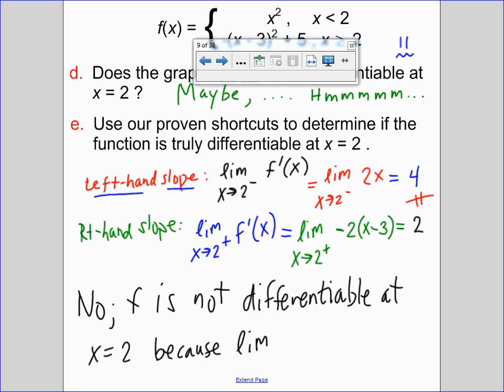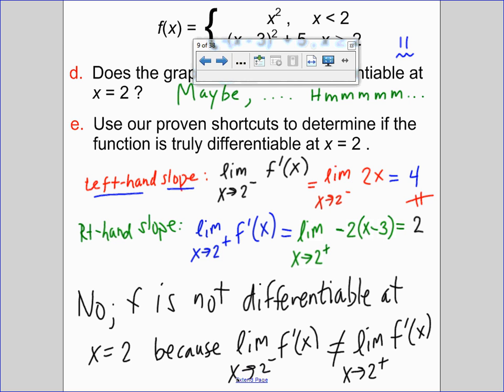And I'll go ahead and use calculus notation. The limit of f prime of x as x approaches 2 from the left does not equal the limit of f prime of x as x approaches 2 from the right. Awesome. What questions do you have about E?